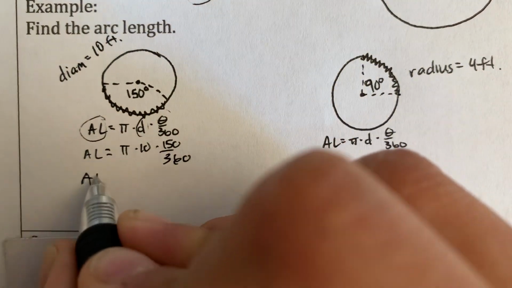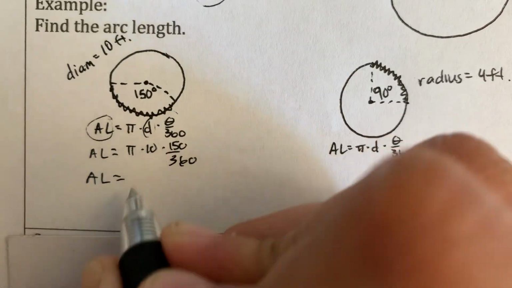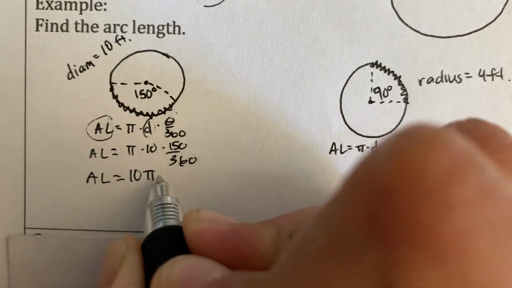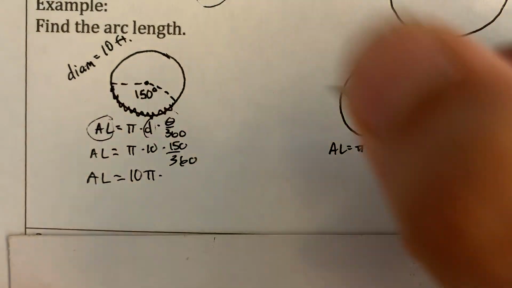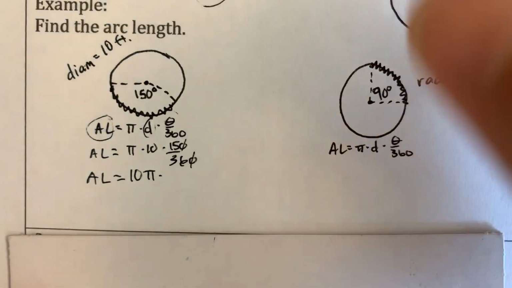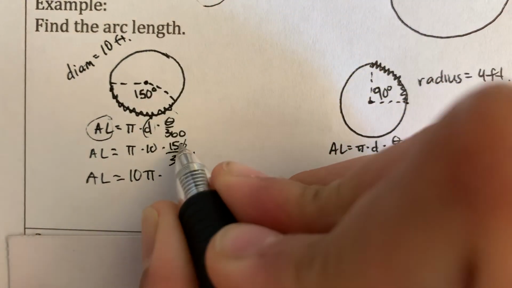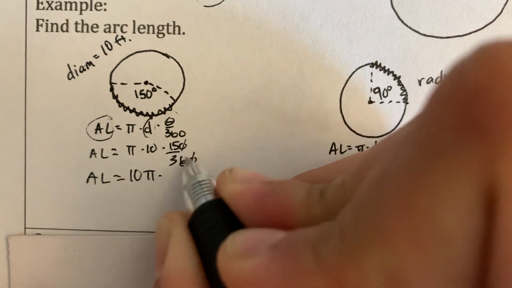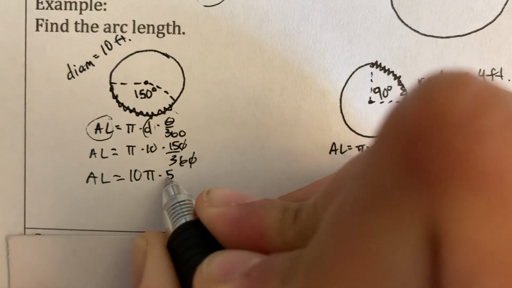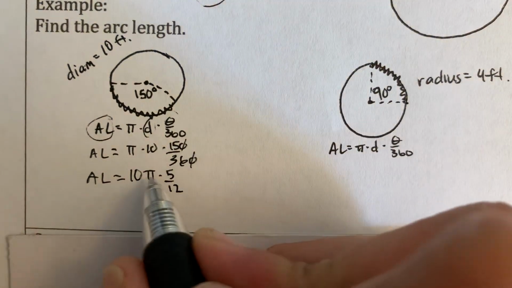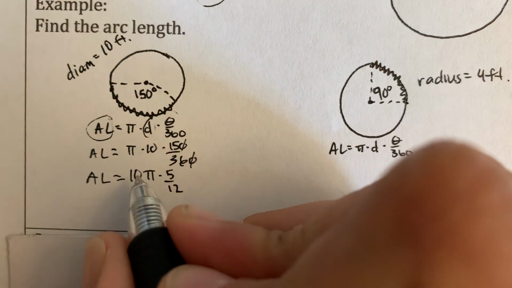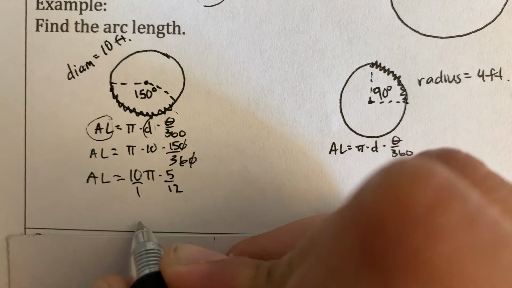Okay, so we'll rearrange this a little bit, just to look nice. We'll put the 10 before the pi. Now we can simplify this before writing it. We'll divide both the top and bottom by 10, make that go away, 15 over 36, and then we'll divide that by 3, divide that by 3, so we get 5 over 12. So we have 10 pi times 5 over 12.